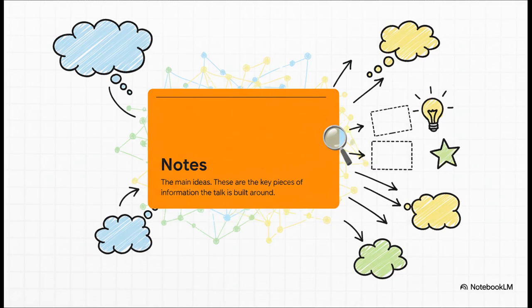Next, we've got the notes. These are the big ticket items, the main ideas, the absolute core concepts of the lecture. So when you see a gap next to one of these notes, you know you're not listening for some tiny random detail. You're hunting for a key piece of the puzzle.